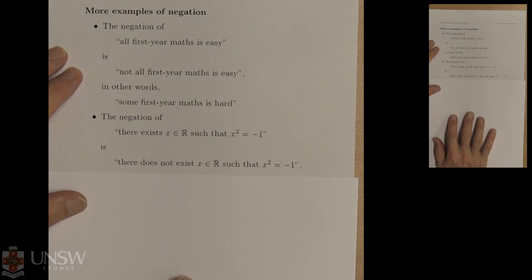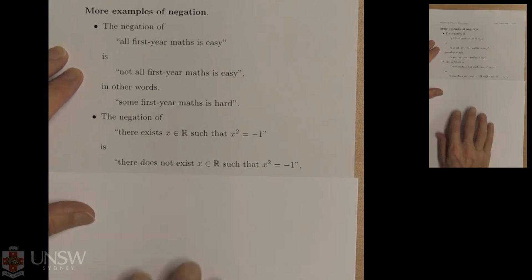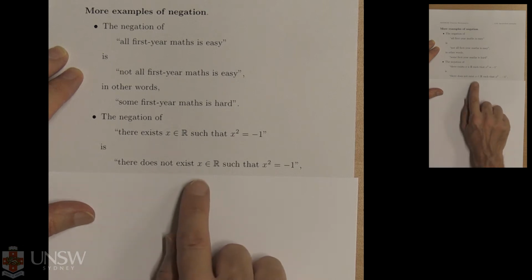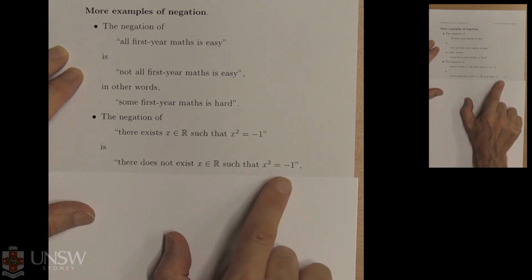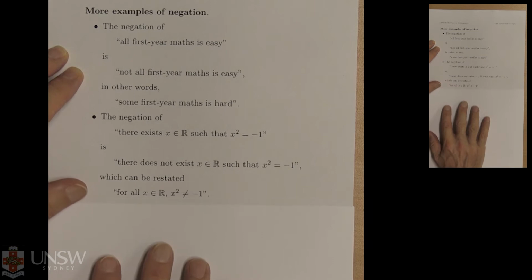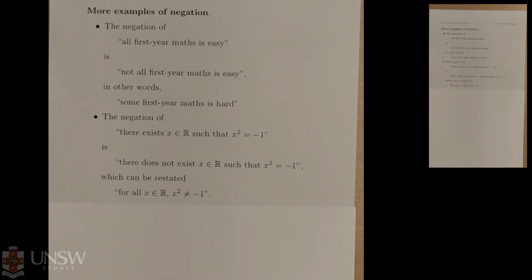But again, we can simplify that so that we don't actually have to use the word not or the phrase there does not exist, because this is saying that if you take any real number x, and square it, you will never get -1. In other words, for all x in R, x squared is not equal to -1.